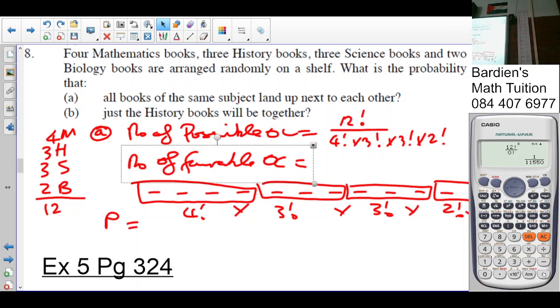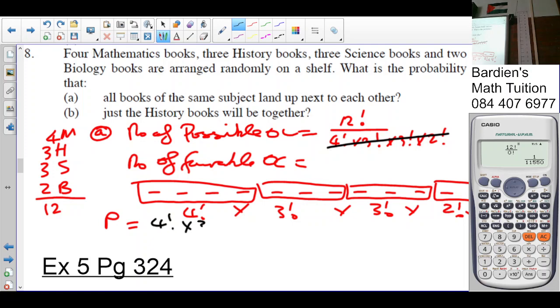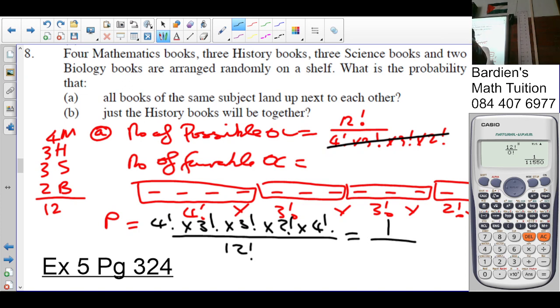Okay, so I had to divide this here by this because they never spoke about the identical letters. The books are identical. That's the issue I had. So that's my mistake here. They did not say that the books are identical books. Remember when it says identical, then we go with this formula here. So this is simply going to be 4 factorial times 3 factorial times 3 factorial times 2 factorial times 4 factorial over 12 factorial, which gives you 1 over 11,500.